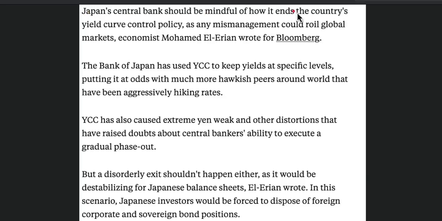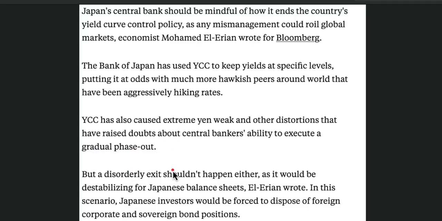Japan's central bank should be mindful of how it ends the country's yield curve control policy. Any mismanagement could roil global markets. The Bank of Japan has used YCC, which is right up here, yield curve control policy, and they just call it YCC because it's easier. I guess maybe it sounds cool. It keeps yields at a specific level, at odds with much more hawkish peers around the world that have been aggressively hiking rates. YCC has also caused extreme yen weakness. So you have that distortion as well, weak yen versus the dollar, and other distortions that have raised doubts about central bankers' ability to execute a gradual phase out.